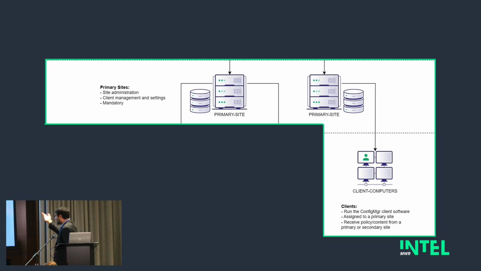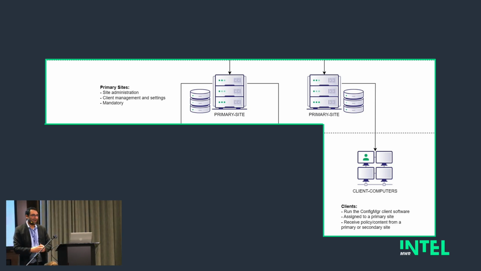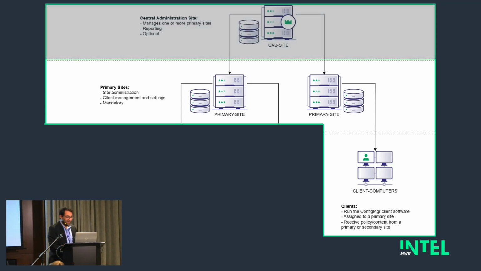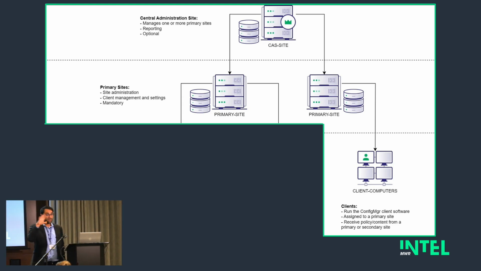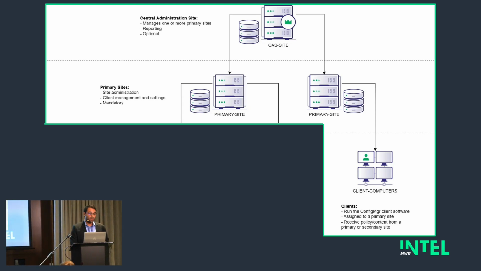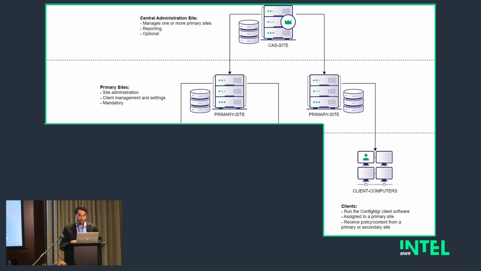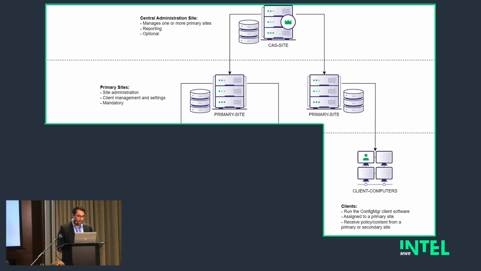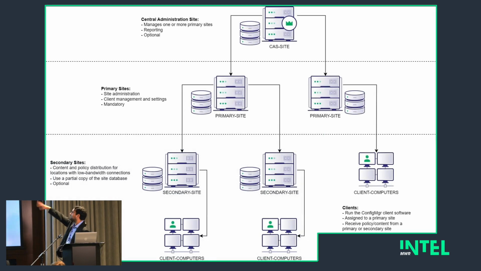Now, in this picture, we have two primary sites. What if we didn't want to log into those primary sites separately? There's another SCCM role called a central administration site. We can hook sites together under a central administration site so that we have a single pane of glass that lets us access and configure all the different primary sites. And it's worth noting the central administration site is optional.